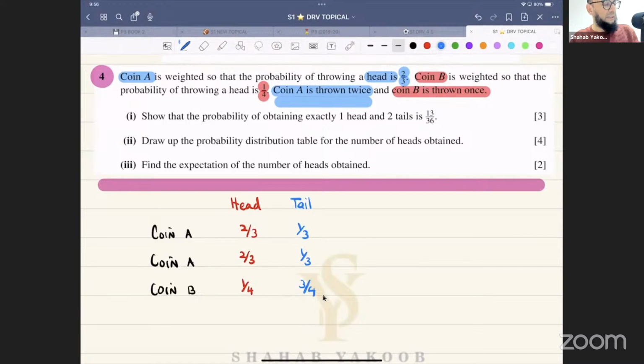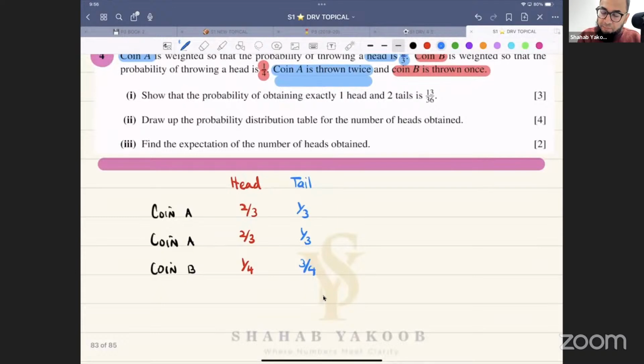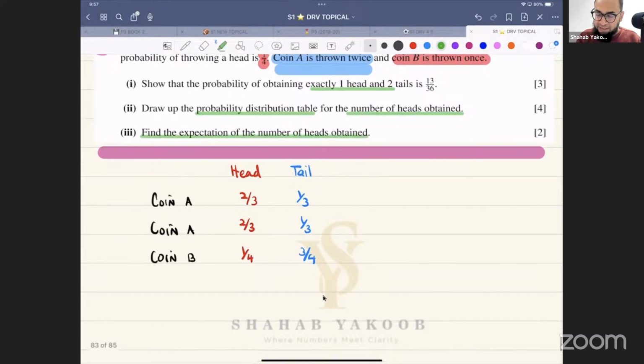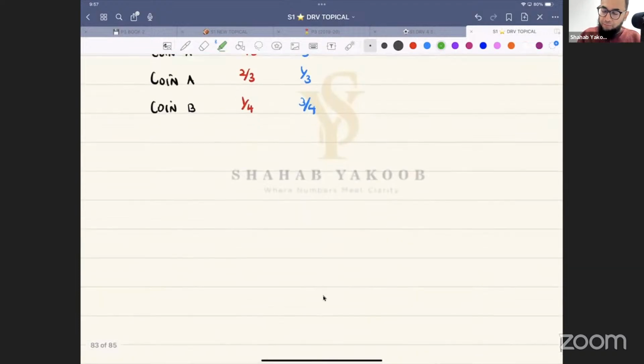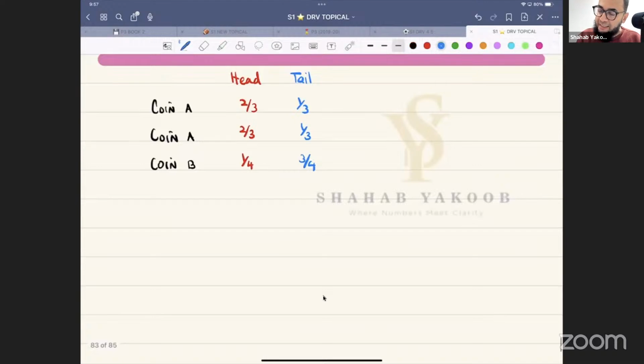Let me just increase this. It says show that the probability of obtaining exactly one head and two tails is this much. So we need one head and two tails. Then draw up the probability distribution table for the number of heads obtained, and the last part, find the expectation of the number of heads obtained. So that is easy.